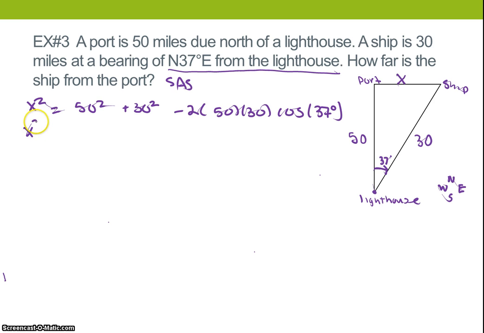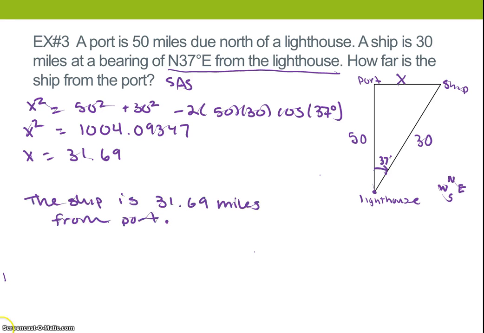So I can plug this into my calculator directly as is. And when I plug it directly as is in degree mode, I get 1004.09347. Take the square root of it, and I get 31.69. And since it's a word problem, I'm going to want a sentence answer. So I have that the ship is 31.69 miles from port.